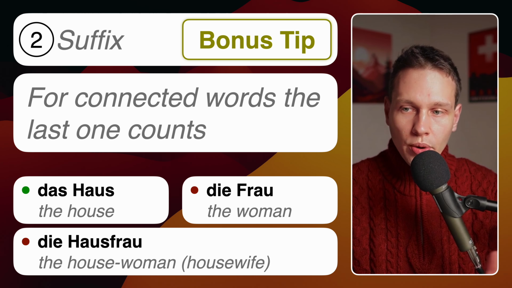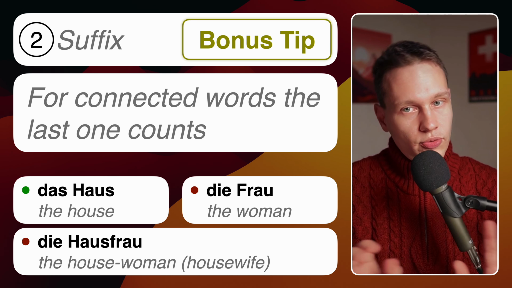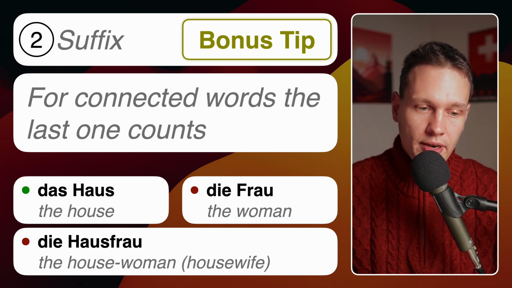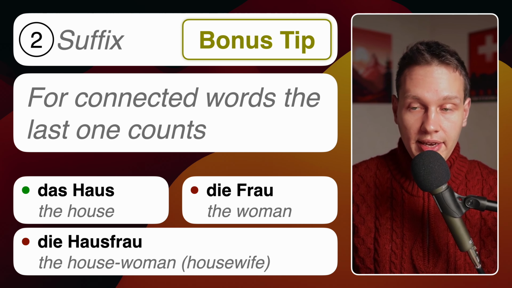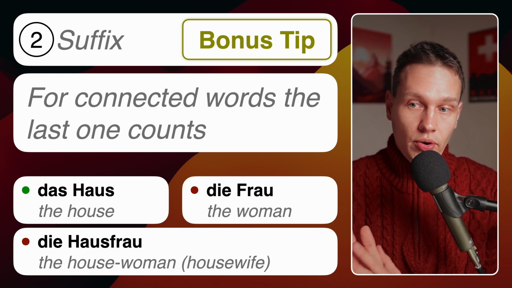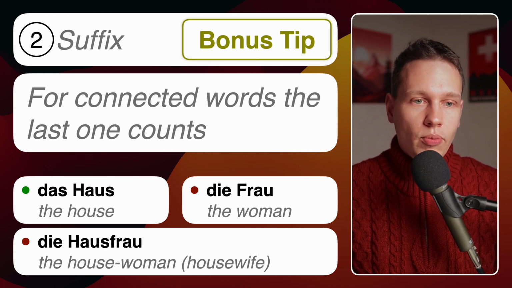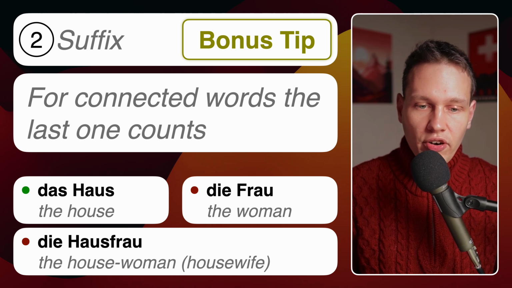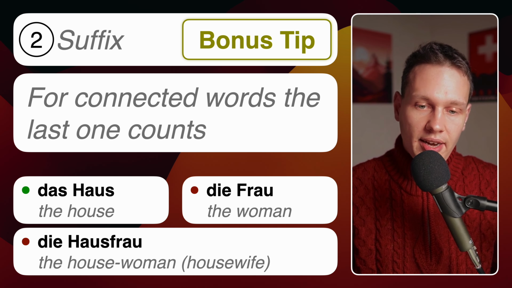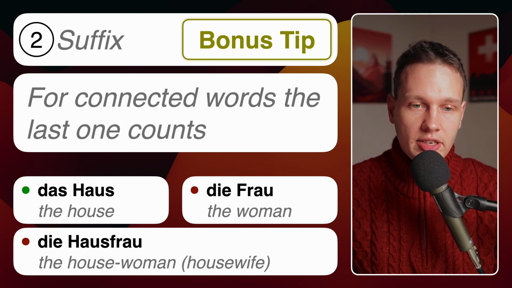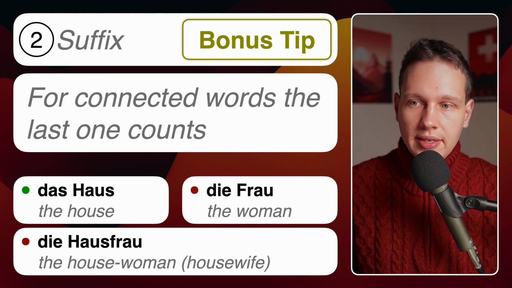And here we have just two words, but in German we often combine 3, 4, 5, 6 words. We love to make our long words in German. And in that case as well, ignore everything before the last word, only look at the last word and the last syllable. And that's actually a rule without exception. There is never a word that doesn't have the last syllable and the last word deciding the gender. All right, that's the bonus tip.